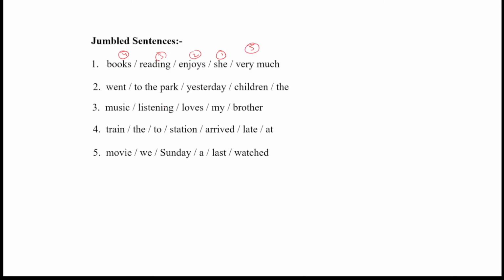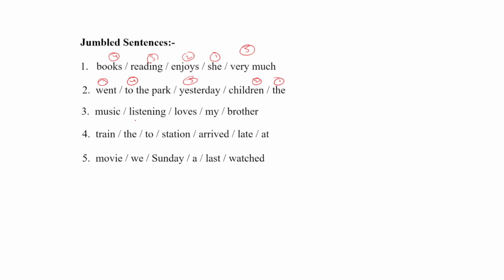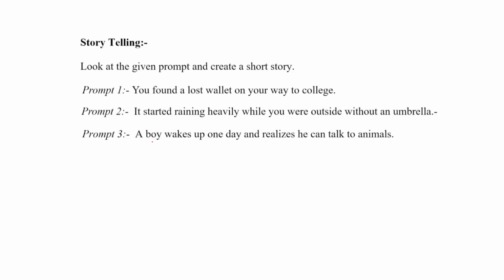Then we have the second question: went to the park yesterday, children, the. We need to rearrange these words as: The children went to the park yesterday. So we need to speak the sentence: The children went to the park yesterday. Try to answer the remaining three questions on your own, and then you will get practice in this jumbled sentences section. Then we will move to the next section, that is storytelling.